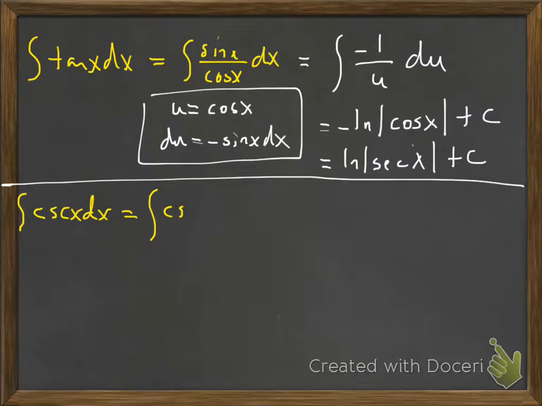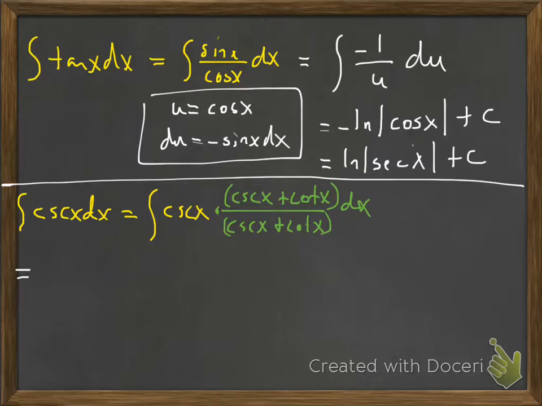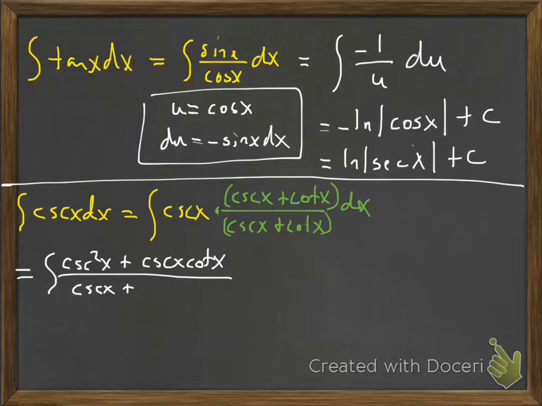So we're going to do a fancy trick here, and we're going to multiply cosecant x by a fancy flavor of 1. We're going to multiply it by cosecant x plus cotan x all over cosecant x plus cotan x. Remember, the cosecant and the cotan kind of go together, just like tan and secant go together. And we'll go ahead and multiply the numerator out. So we have cosecant squared x plus cosecant x cotan x, and then the denominator is cosecant x plus cotan x.